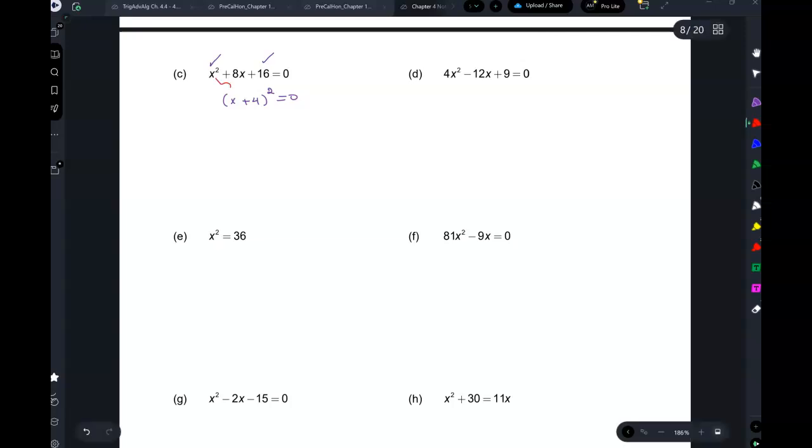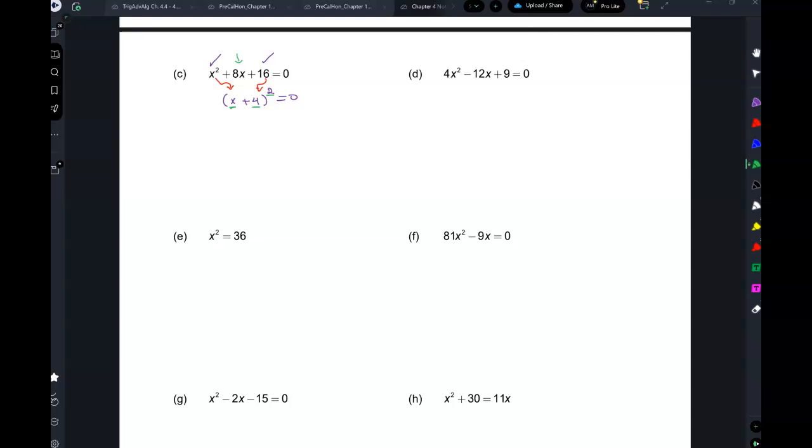So what you do is you take the square root of the first one. You take the square root of the last one. But now you have to check, right? The middle number has to be this times this times this number. What do we have? 8x. Is this 8x? It is. So yes, I can factor like this.